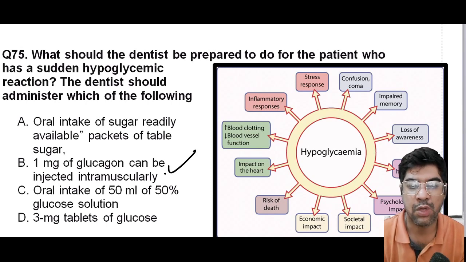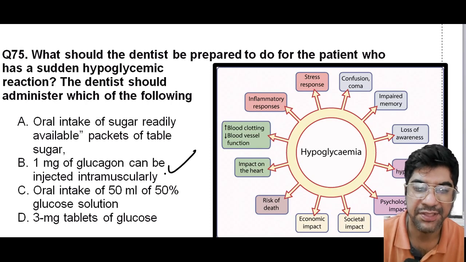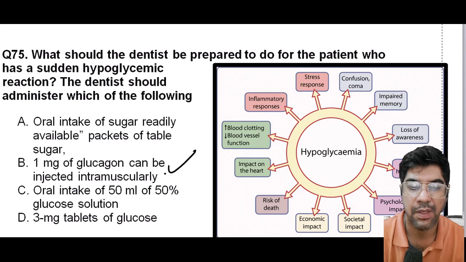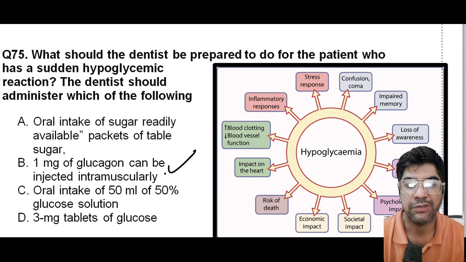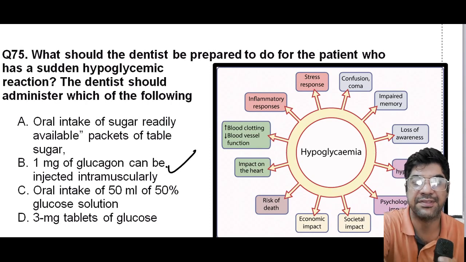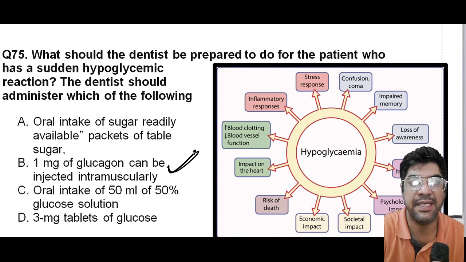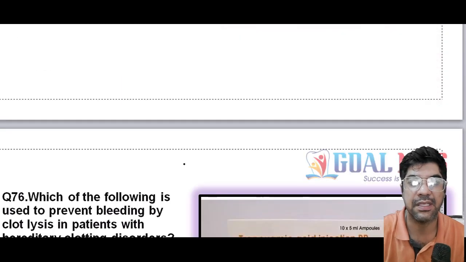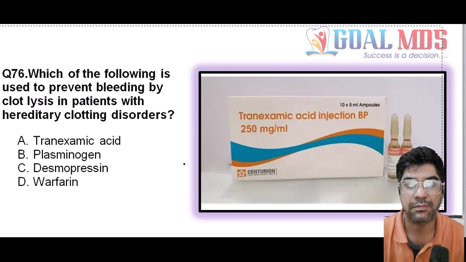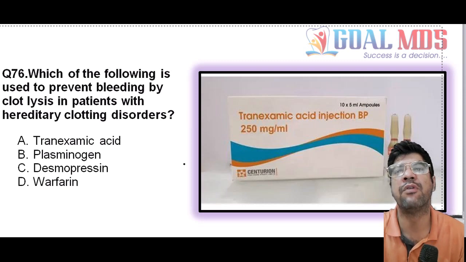We know that glucagon is a hormone that stimulates the liver to release stored glucose into the bloodstream quickly, raising the blood sugar level. So it can be given through intramuscular injection. That is especially useful if the patient is unconscious or unable to take sugar. So the answer is B, 1 milligram of glucagon that can be injected intramuscularly.